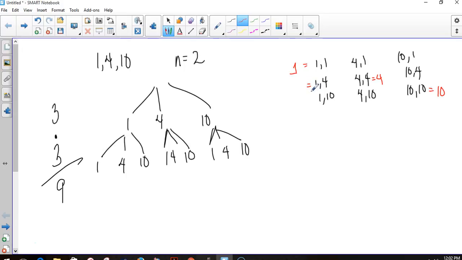4 plus 1 is 5. Divide by 2 is a 2.5. Unfortunately, it's commutative, so that's also a 2.5. 10 plus 1 is 11. Divide by 2 is a 5.5.